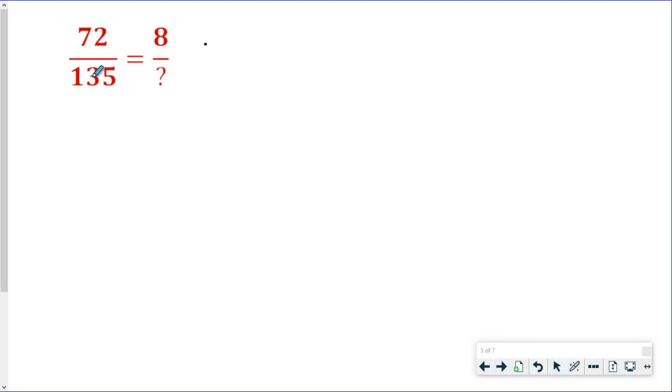First fraction is 72 by 135 and second one is 8. Denominator value is not given. We want to find the denominator value. So here also both are equal, so equivalent fraction. Here the numerator value is given. In the first fraction the numerator value is given, and in the second fraction the numerator value is 8.